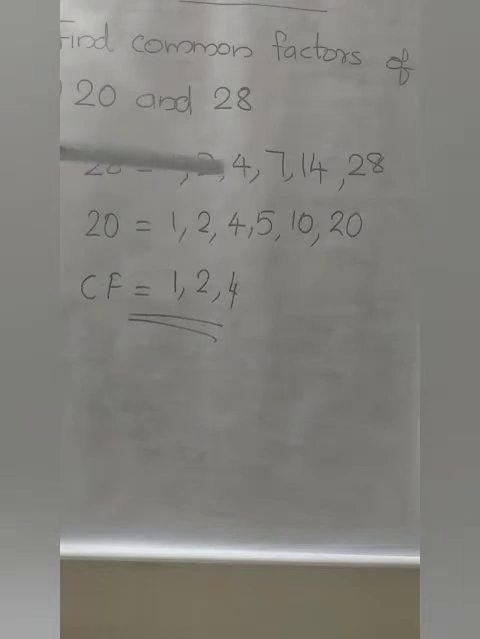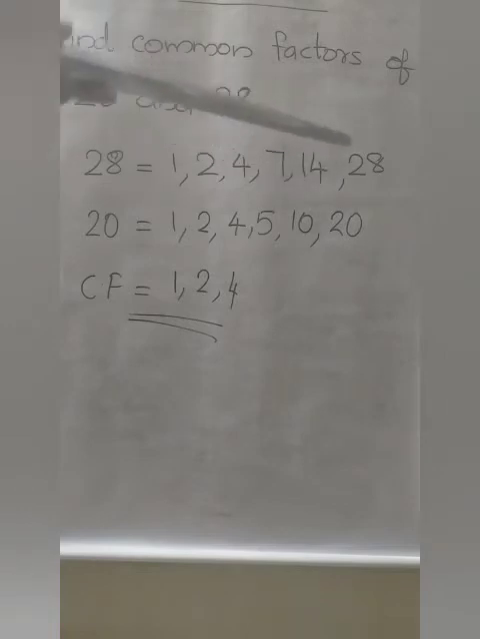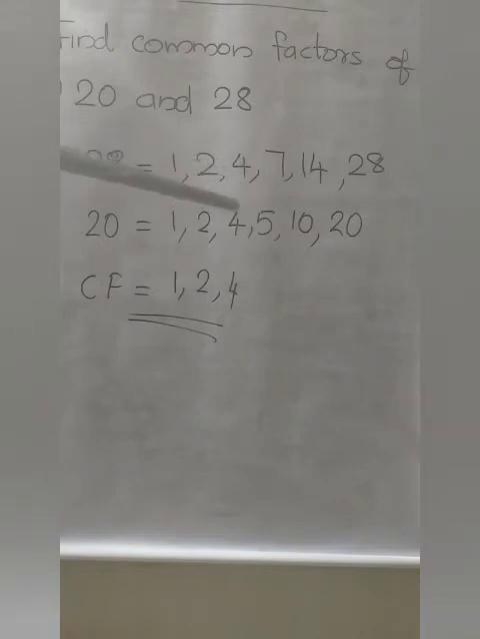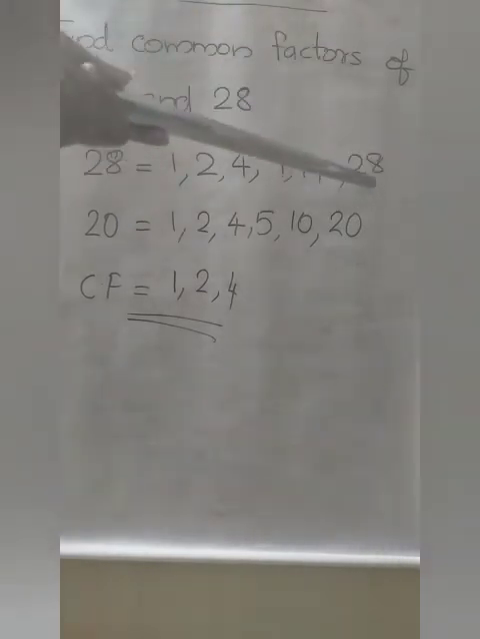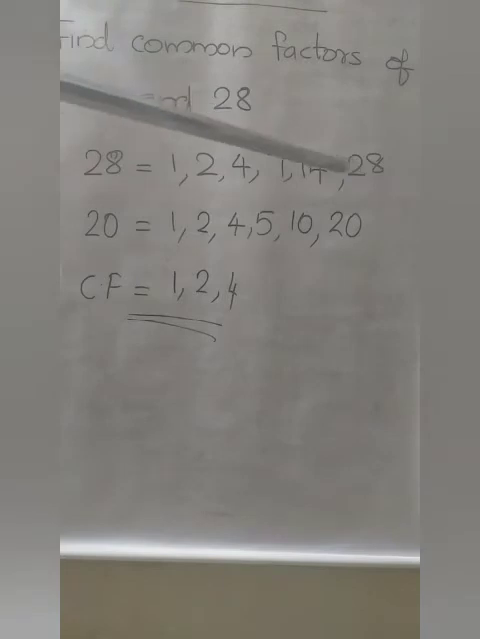So here, what are the factors of 28? 1, 2. 2 into what is 28? 2 into 14, so 14 is also coming there. Now 4 is a factor. 4 into what is 28? 4 into 7. So 7 is also a factor. Now the remaining one: 1 into what is 28? 1 into 28. These numbers will have a pair. That also you check: 1 into 28, 2 into 14, 4 into 7. Clear? Next, 20.